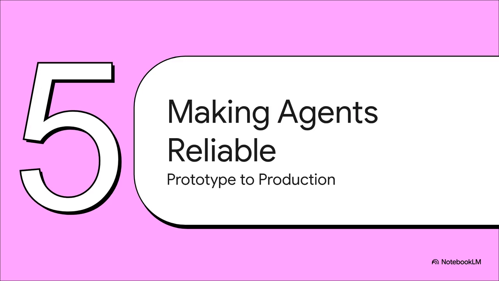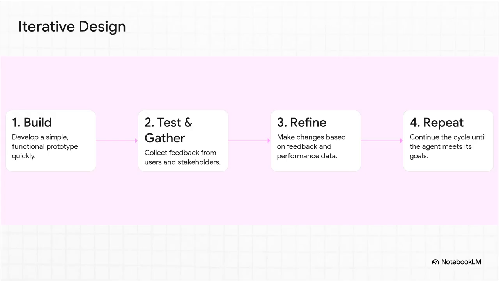So, we've built a prototype, we've made our key design choices, but let's be real, a prototype is not a finished product. This next part is absolutely essential. These are the practices that transform a simple proof of concept into a reliable, trustworthy system that can actually operate in the real world. You know, great agents are never built in just one shot.